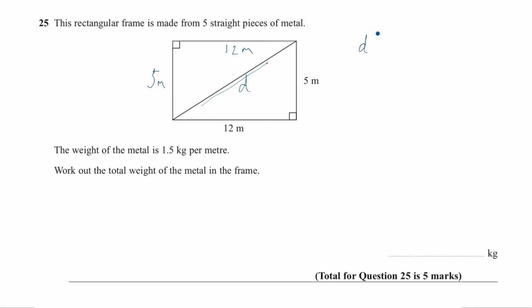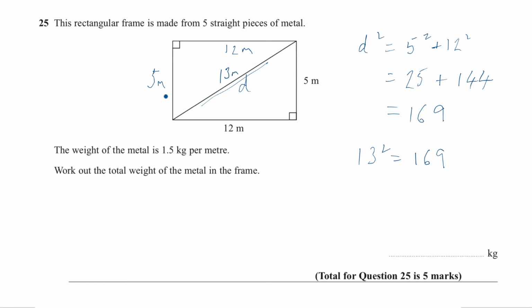We know that d squared is equal to 5 squared plus 12 squared. Now 5 squared is 25, of course, and 12 squared is 144. And adding those together, we get 169. Now you are supposed to know the square numbers, up to 15 squared at least, and so you will, I hope, recognize that 13 squared is 169. The length of D is 13 meters.